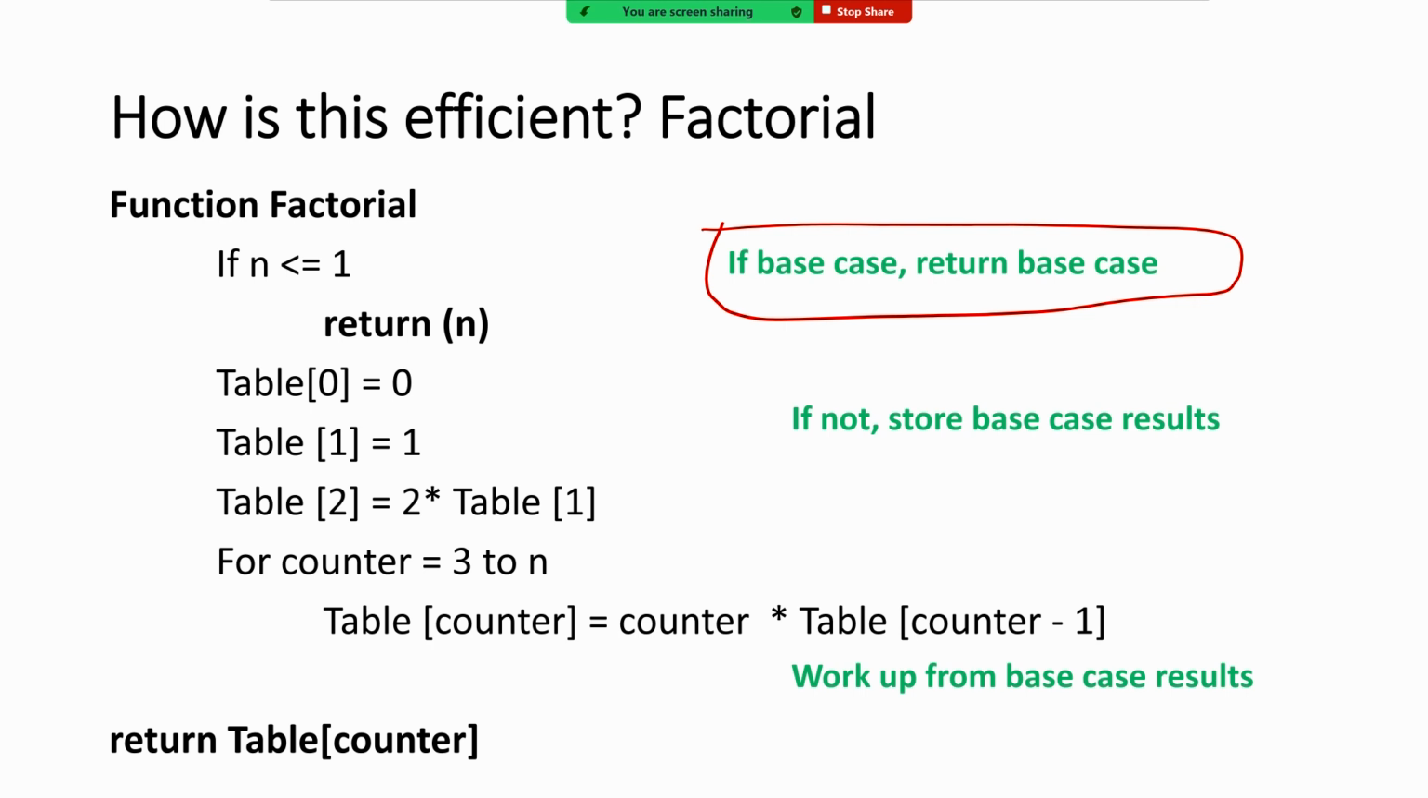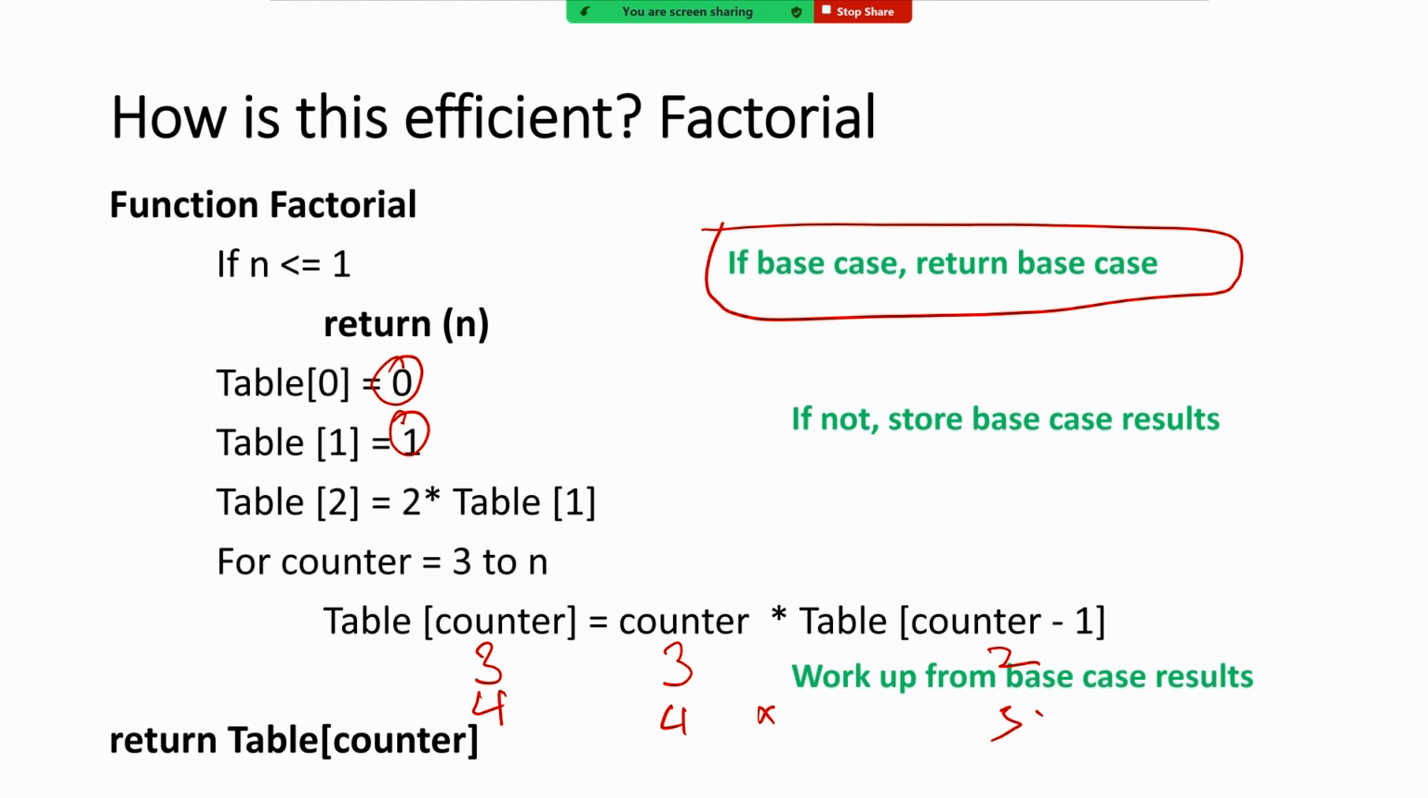And then your table base case is 0 for 0 and 1, and then 2 is what? 2 is going to be 2 into 1 factorial. What about 3? 3 is going to be 3 into 2 factorial. What about 4? 4 is going to be 4 into 3 factorial, and so on and so forth.